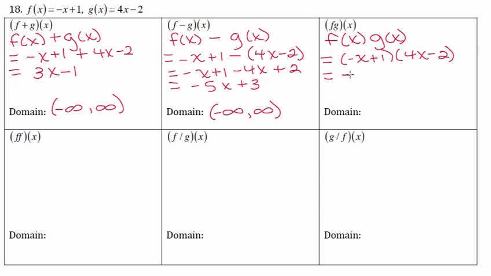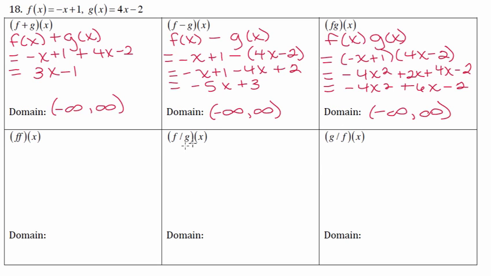So we're going to end up with negative 4x squared. On my outers, I'm going to get positive 2x. On my inners, I'm going to get positive 4x. And the last term in each group, when I multiply them together, I'm going to get minus 2. And then I'm going to write that as negative 4x squared plus 6x minus 2. That's cleaned up, and the domain for f times g of x is the same as f minus g and f plus g of x, which will be the intersection of the domains of f and g, which is negative infinity to infinity.